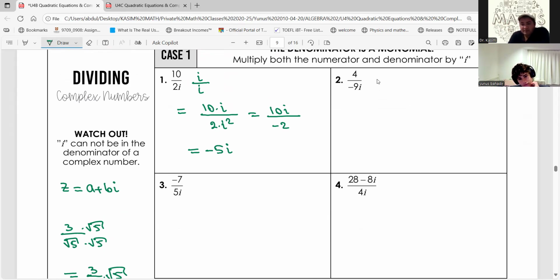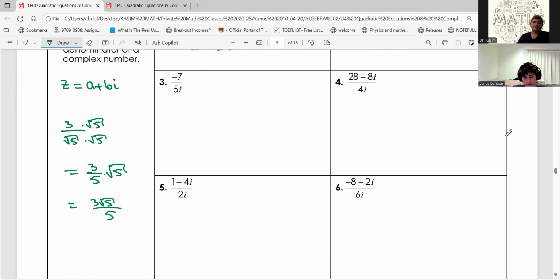Okay, next, also the same thing. Multiply top and bottom by i. Here we have 4i divided by negative 9i squared. Now what is negative 9i squared? 9. So the answer will be 4 over 9. That is the imaginary part, the coefficient of i. Okay, I think you got the idea. Let's continue.